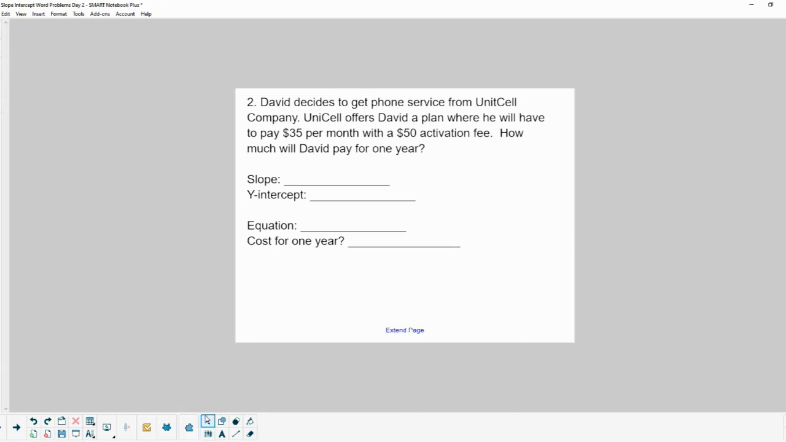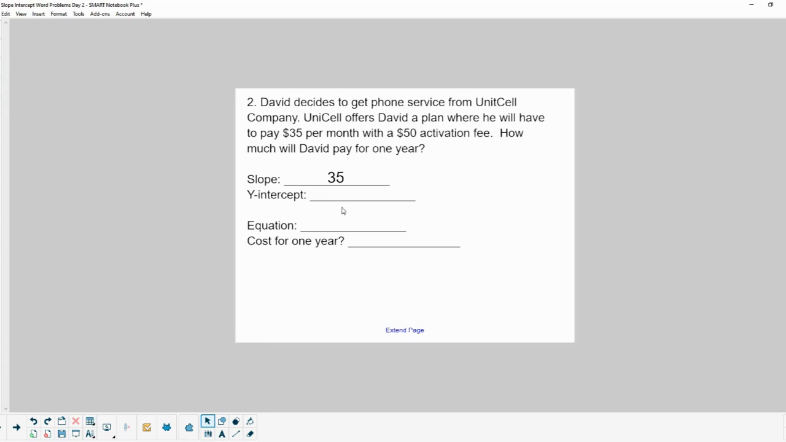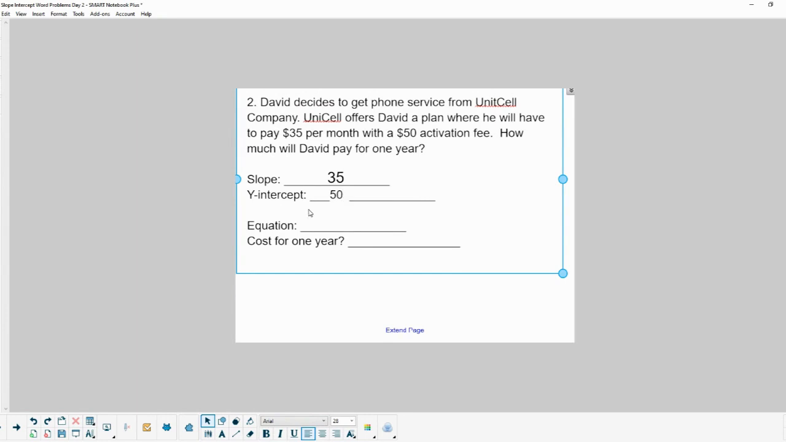All right, let's look at this one. David decides to get a phone service from Unicell Company. Unicell offers David a plan where he will have to pay $35 a month with a $50 activation fee. So that's telling us right away in our slope column, we have $35 a month. Let's move that up a little bit so it's out of the way. And then as far as the y-intercept is concerned, there's a $50 activation fee. So let's put that 50 down for our activation fee.